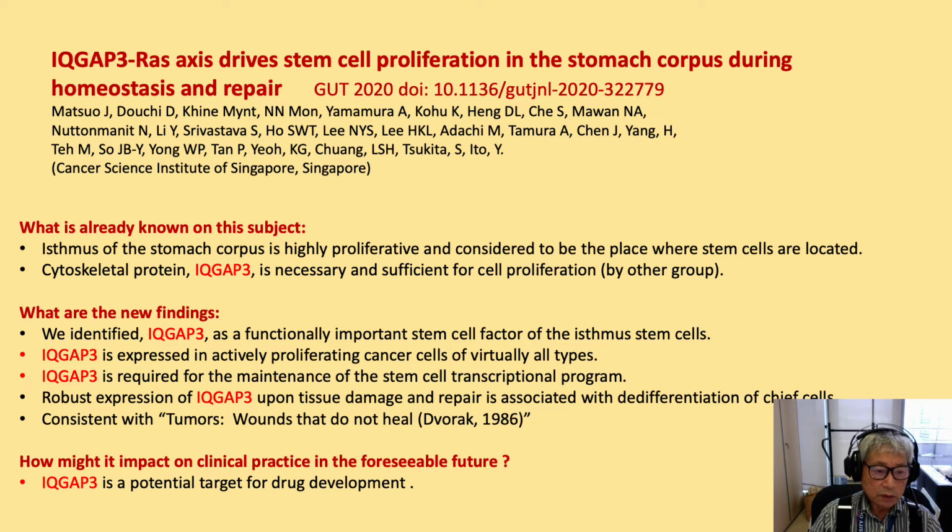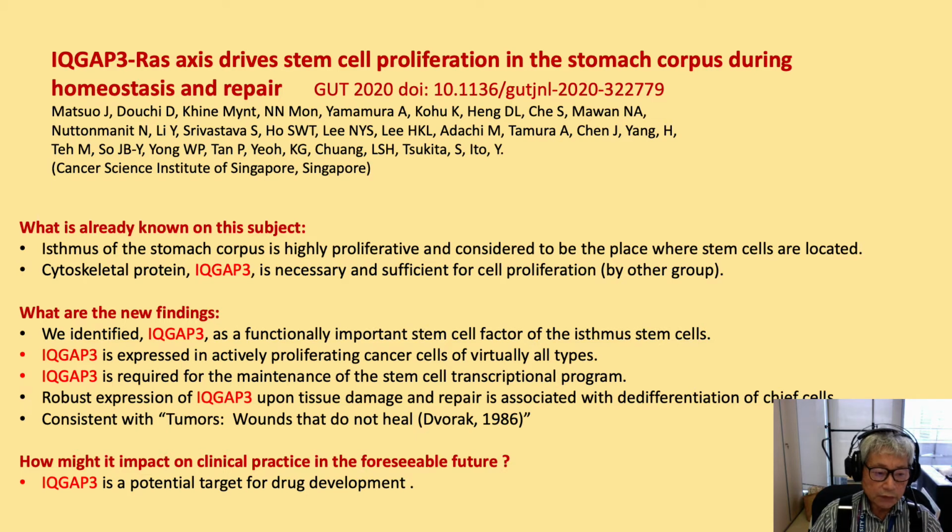What has been known on the subject? The isthmus of the stomach corpus is highly proliferative and considered to be the place where stem cells are located. The cytoskeletal protein Iqgap3 is necessary and sufficient for cell proliferation. This was published by another group.